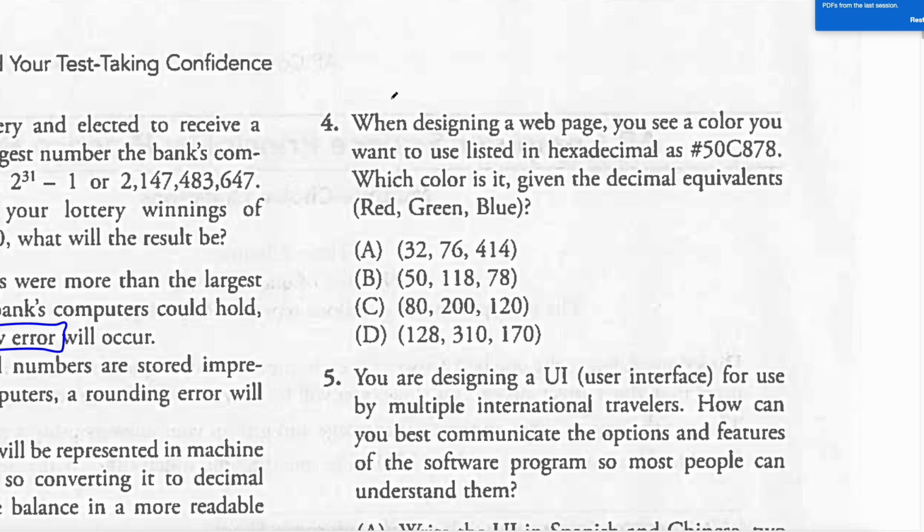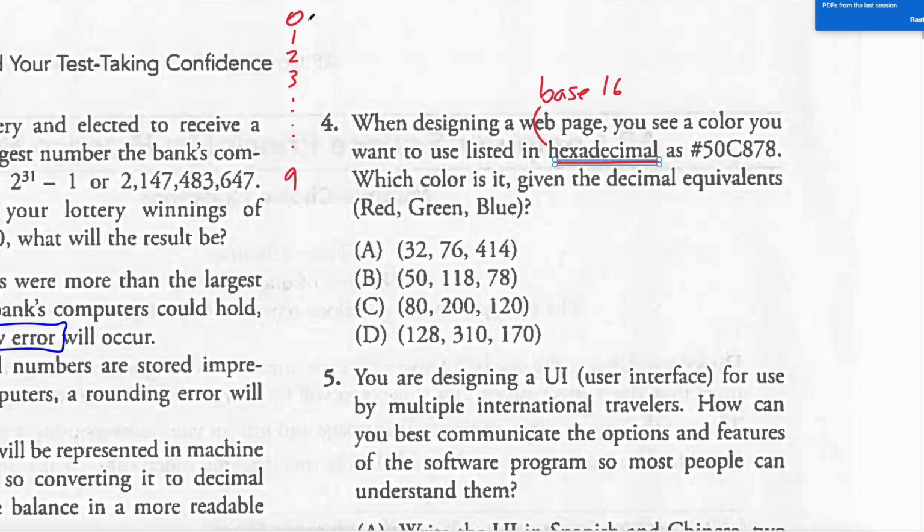Okay, so question number 4, it says, when designing a web page, you see a color you want to use that is listed as hexadecimal. So hexadecimal is base 16. So it's different to binary, which is base 2. And with hexadecimal, we can have digits from 0, 1, 2, 3, all the way down to 9. And if you count them, that's going to be 10 different digits, right?